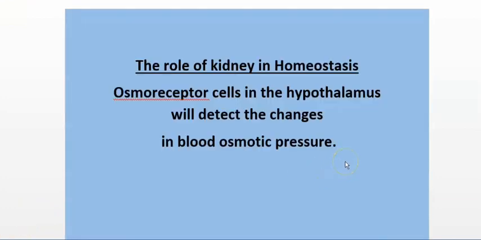Okay, first we see what happens during this homeostasis process. First, the osmoreceptor cells in the hypothalamus of the brain will detect the changes in the amount of water in our body, which we call blood osmotic pressure. Blood osmotic pressure is the amount of water contained in our blood. So this is the first step. Osmoreceptor cells will detect the changes.